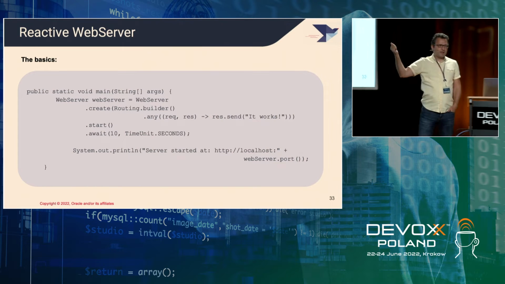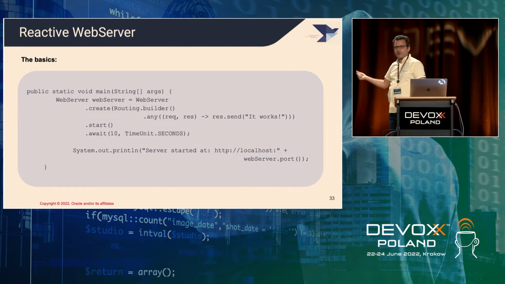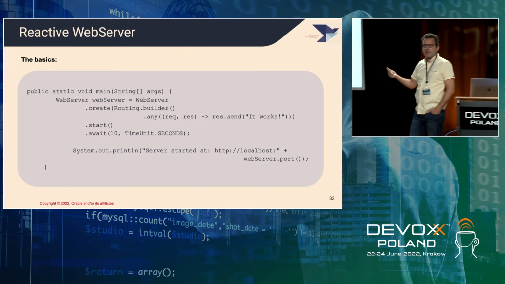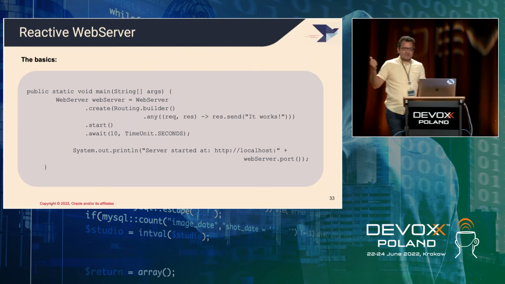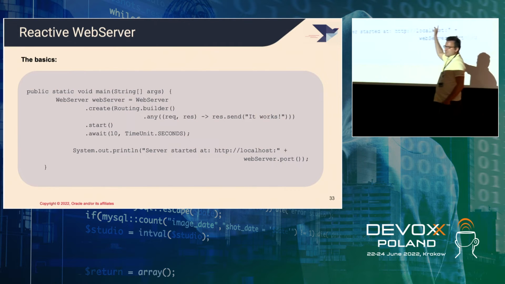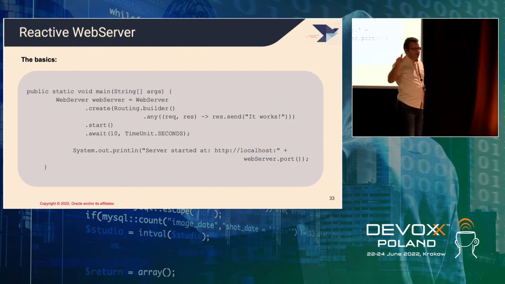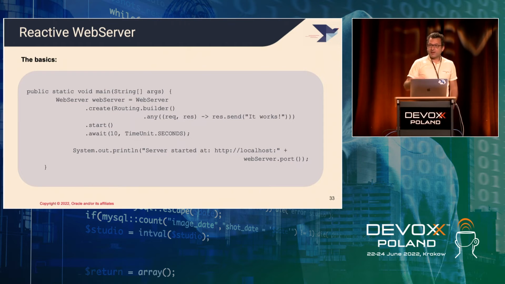So I'm creating a server, and it's using something we call routing. This is actually influenced by JavaScript. We looked at Express. We quite liked the way they do routing in HTTP, and we implemented that in Java. So in this case, we are creating a reactive route that will just send hello world. Not much reactiveness here. You don't really see it. I will show it in an actual example in the source code.